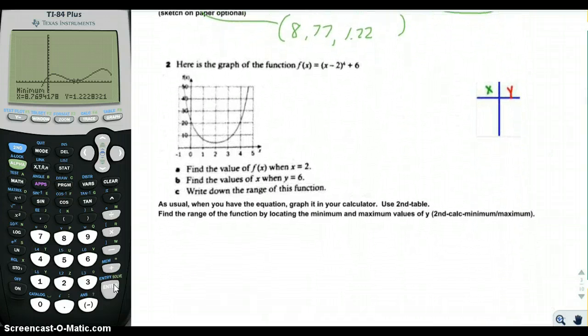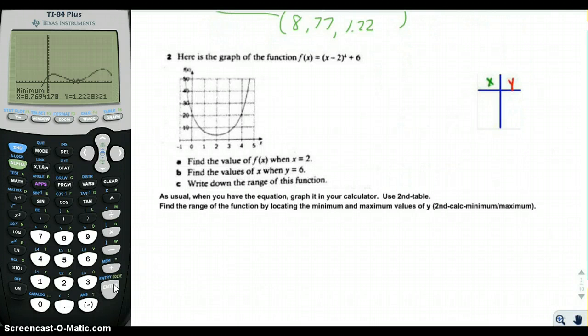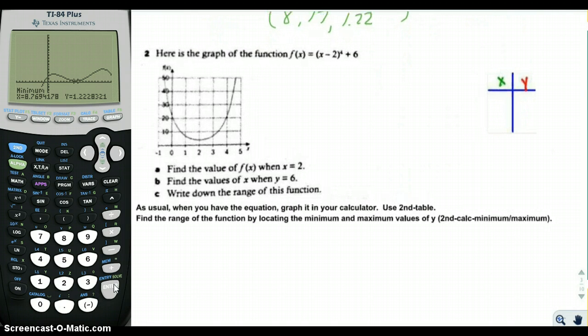Okay, next one. Here is the graph of the function f of x equals (x minus 2) to the fourth plus 6. Find the value of f of x when x equals 2. Let's see, it looks like it's about 5 or so, but we can actually graph it because they gave us the function. So let's do that. Let's program it in.